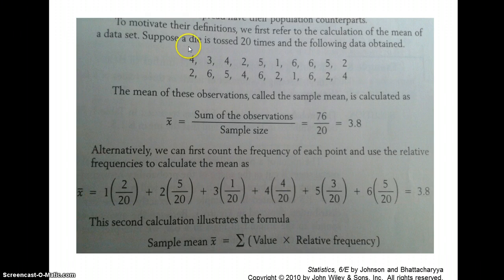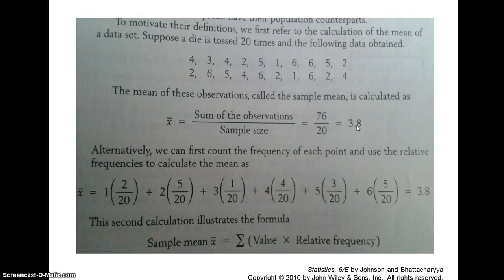So, for example, a die is tossed 20 times, and we get the following data. The first time we got 4, and the second time we got 3, and 4, and 2, and 5, and so on. So 20 times. If we want to find the sample mean, or you can call it the average, we add up all these 20 numbers and divide by 20. If we add all these numbers, we get 76, and divide by 20. So the sample mean is 3.8.